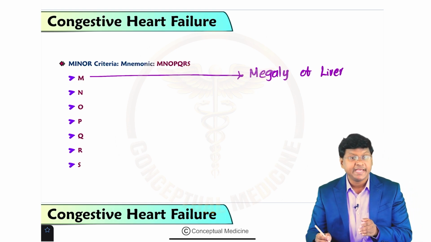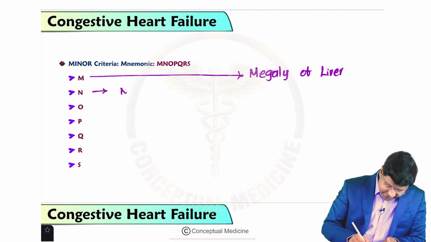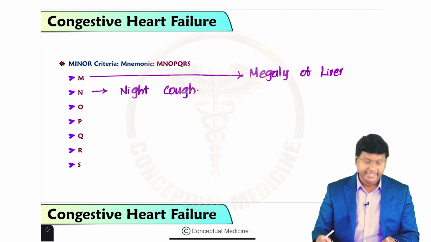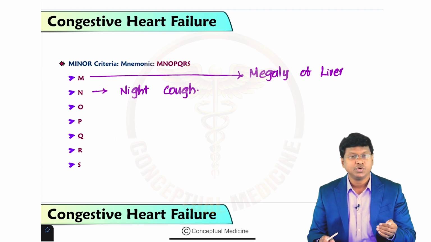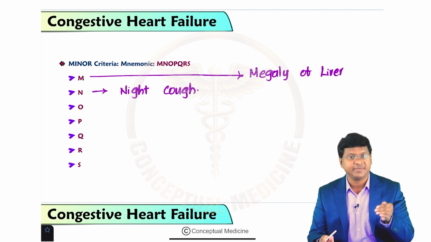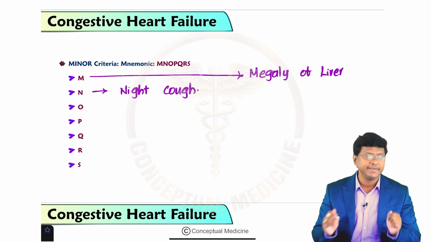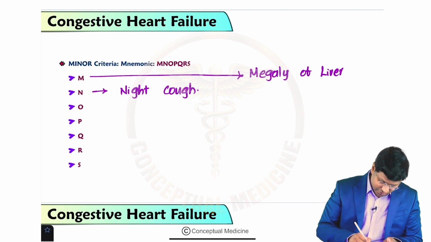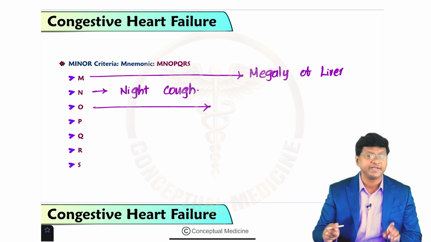Right? And that will be hepatomegaly. The word N stands for night cough. Why is this night cough? That is because of increase in the venous return, and subsequently there will be interstitial edema, and thereby there will be night cough. And the O will be edema, but here edema is not pulmonary edema.